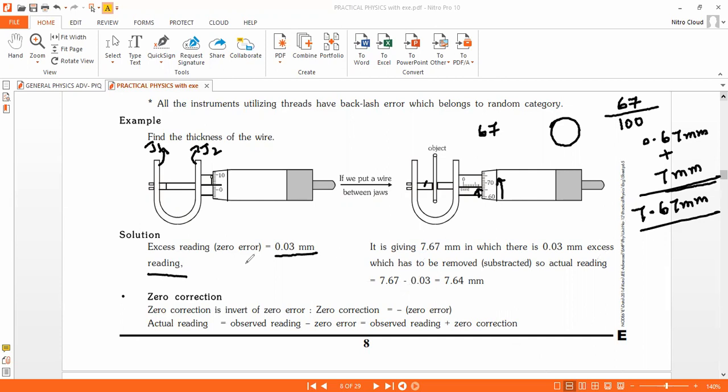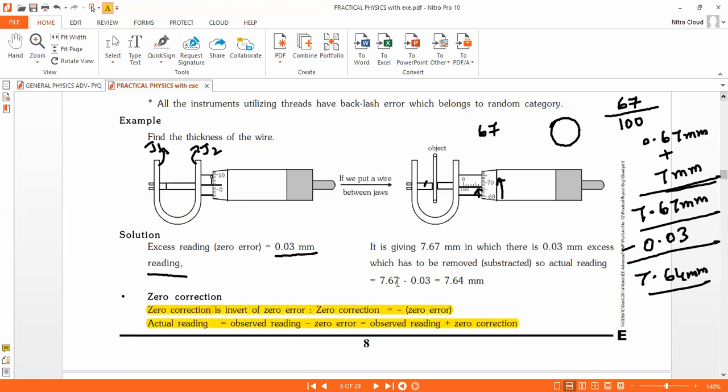In this reading, I have an excess reading of 0.03, so we need to subtract it. That is 7.64 mm. Sir, will the question give 0.03 as the excess reading, or do we have to find it ourselves? We need to find it. I will tell you how to find the actual reading. Now, zero error is the inverse of this one.